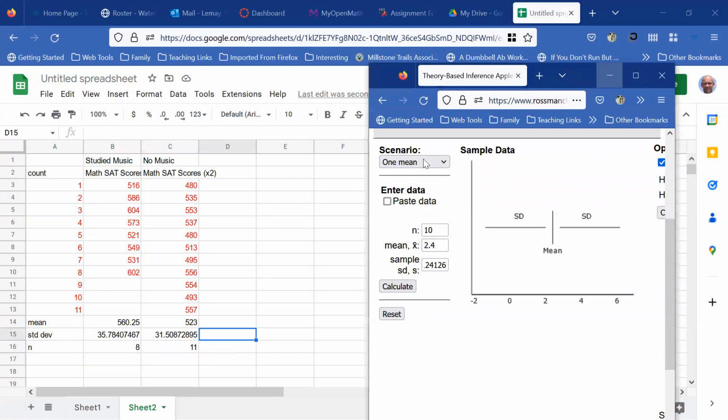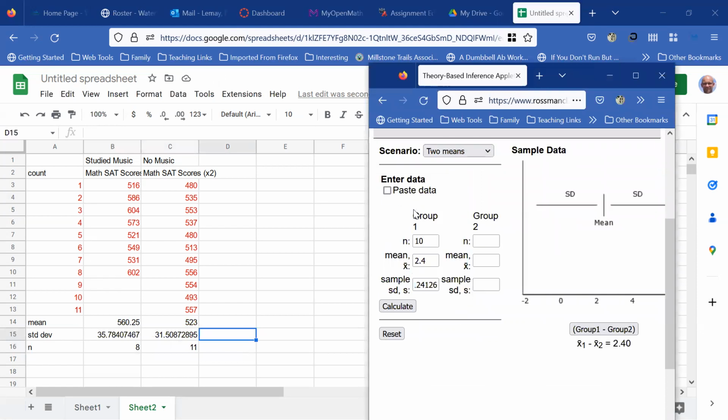Here we go. Now we've got two means. I'm going to select two means. Notice the way they have it all set up for us. So group one was 8 people. They had a mean of 560.25 and a standard deviation of 35.7841.